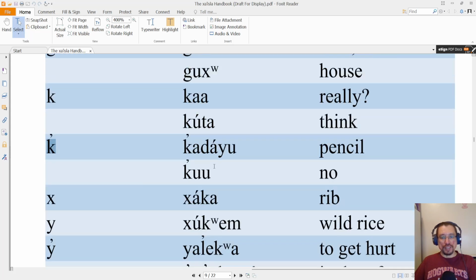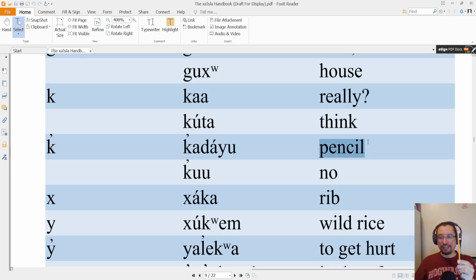Next up is the ejective K. It sounds like the regular K, except it's more forceful. We're really pushing out air when we say kya, kya. So this first example, which I just used as a visual here, kyadayu, kyadayu. That means pencil.